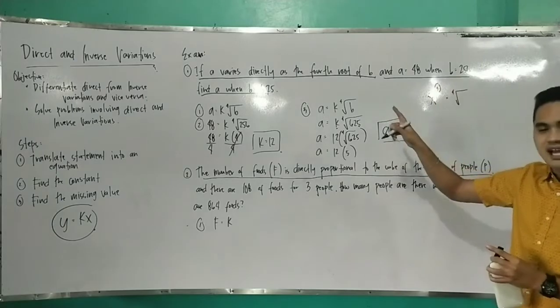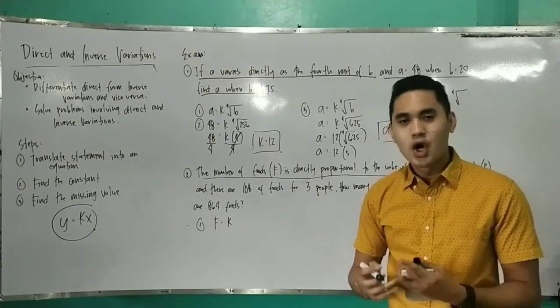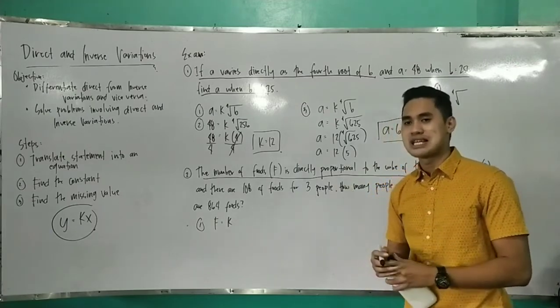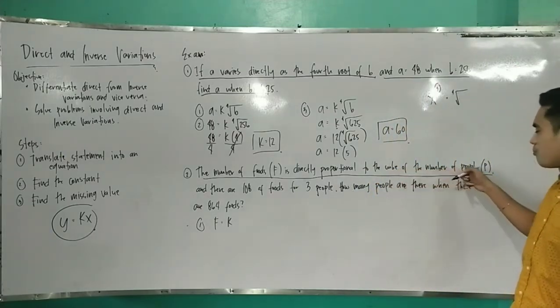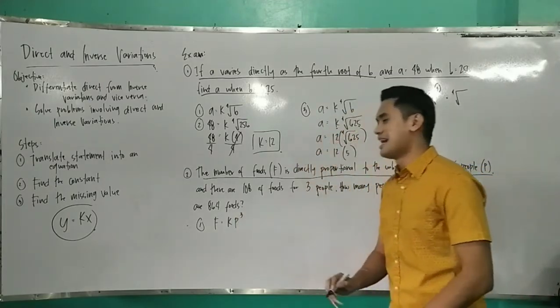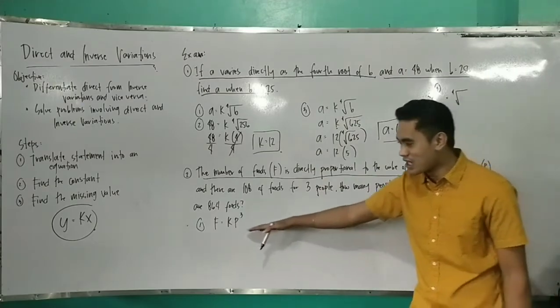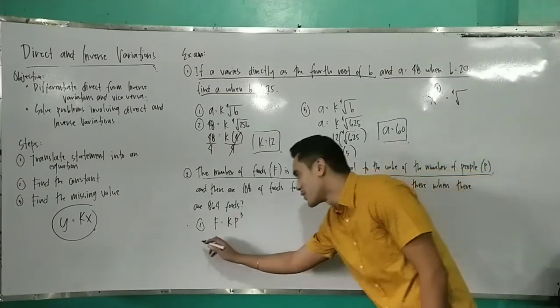Yung root, ayan, masasabi natin na siya ay radical, pero pag nakalagay lang is squared or cube or power, so isa lang yun, automatic siya ay exponent. So, meron tayong cube of the number of people, P. So, meron tayong P cube. Yan. So, bali dito, ito yung ating equation. Okay, so next tayo, number 2.